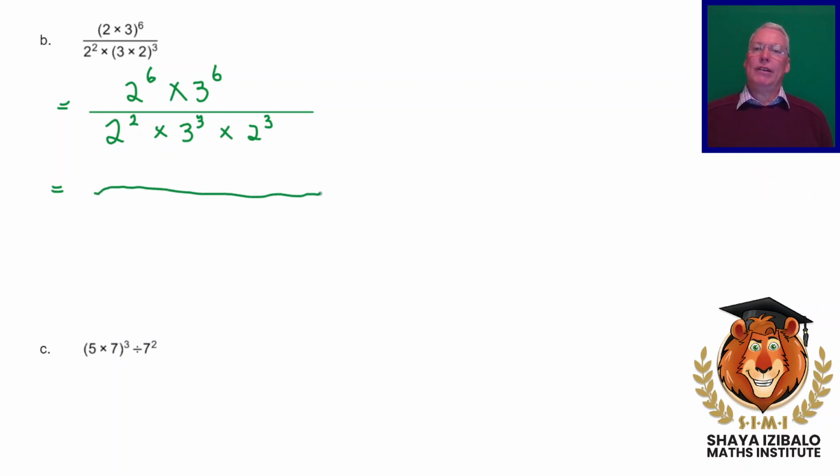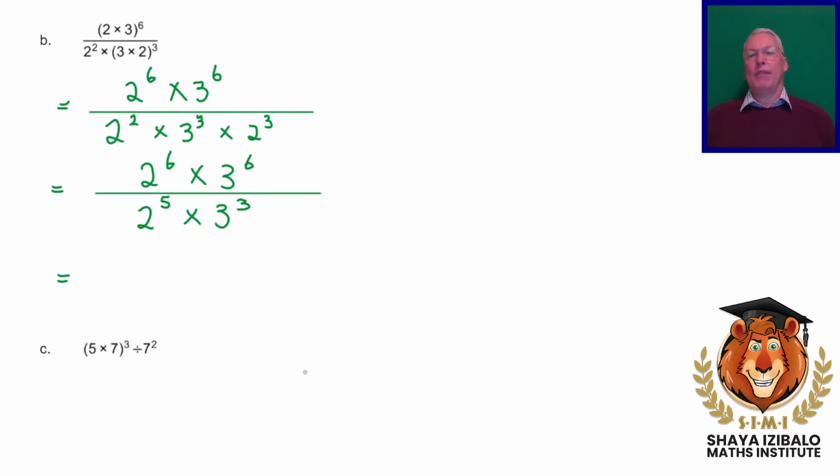Now, remember that when we are multiplying numbers with the same base, we're going to add the powers. Let's just look at the denominator first. We've got 2 2's multiplying together over here and a further 3 2's multiplying together over here. 2 to the power of 2 plus 3. 5 2's multiplying together. And over here we've got 3 to the power of 3. Now on the numerator on the top we've got 2 to the power of 6 times 3 to the power of 6.